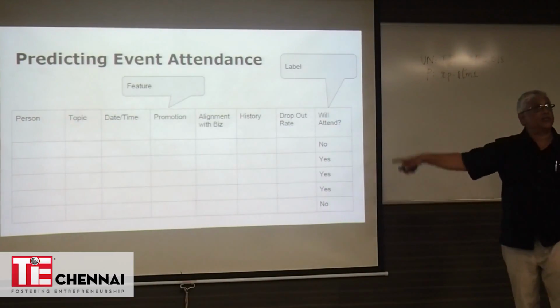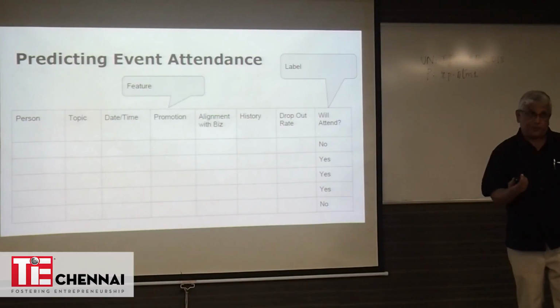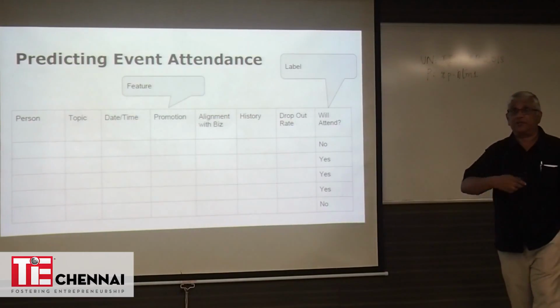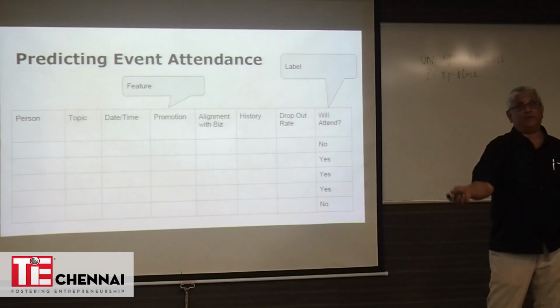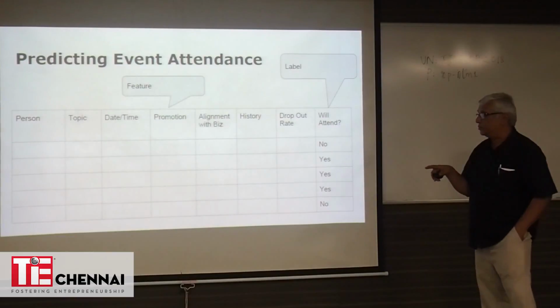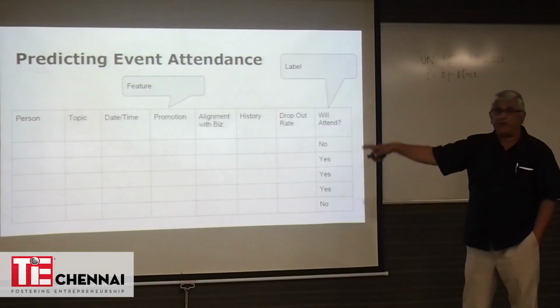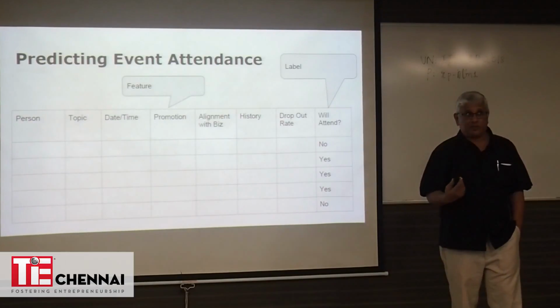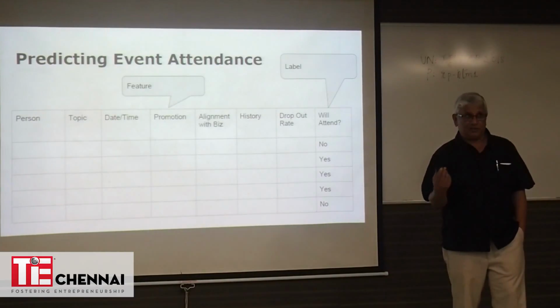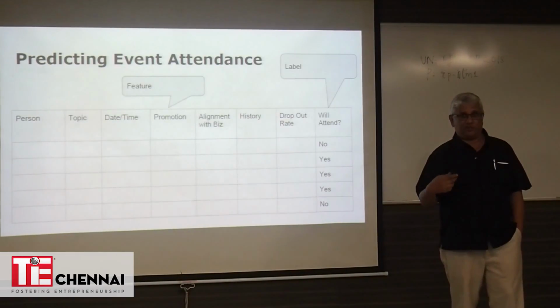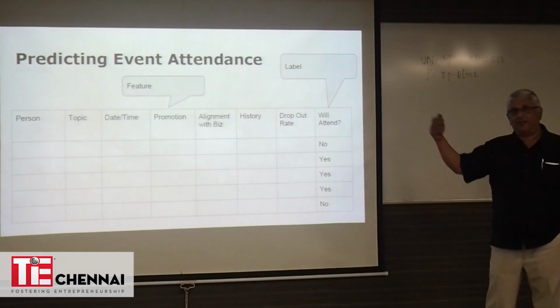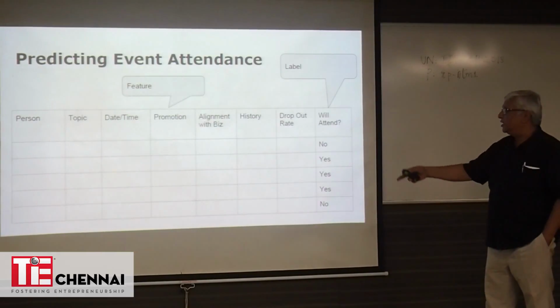You can pick the person because the person may come and not come. A person who has registered several times but showed up only 10% of the time happens in meetup.com quite a bit. I'll tell you funny stories about that. So you can find out the person, you can find out the topic. Is the topic of interest to people? Which topics are more interesting? And so this will help them give recommendations for future topics.